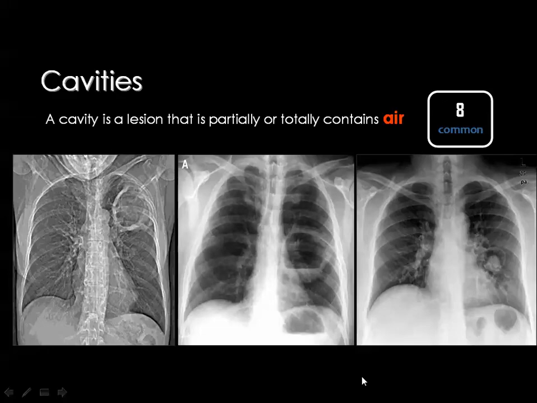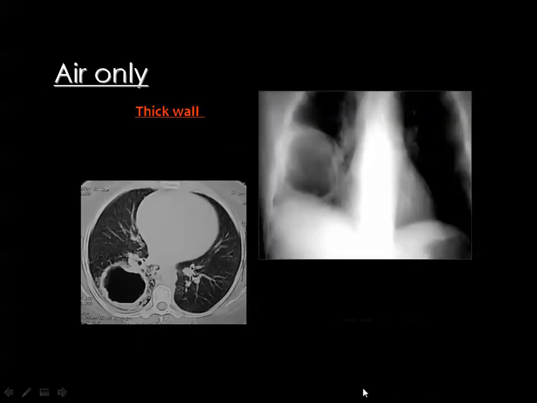And finally, we came to the possibility of the cavity. The cavity is a well-defined lesion which is partially or totally containing air. Then the cavity may have thick wall or thin wall, may contain air only, air fluid level, or air and mass. What are the diagnostic possibilities of each of these? We'll start first by the cavity which is containing air. And the cavity containing air, the differential diagnosis depends on the thickness of the wall.